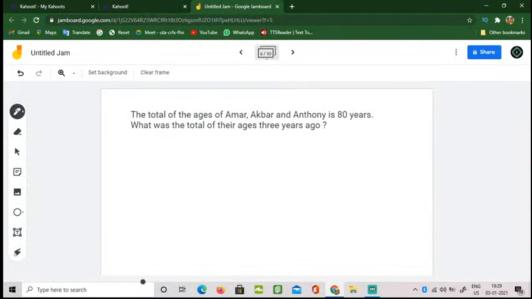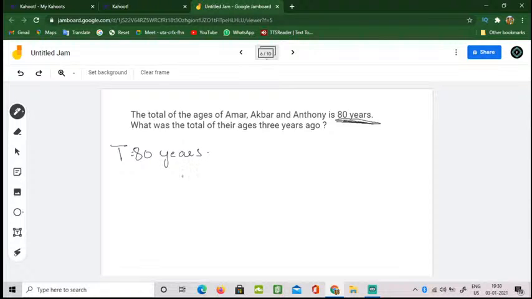If you read the question, they have given the total ages of Amar, Akbar, and Anthony as 80 years. It is the present total age of these three brothers. Present total ages are 80 years. And they're asking us to find out the total age of these three brothers 3 years ago.